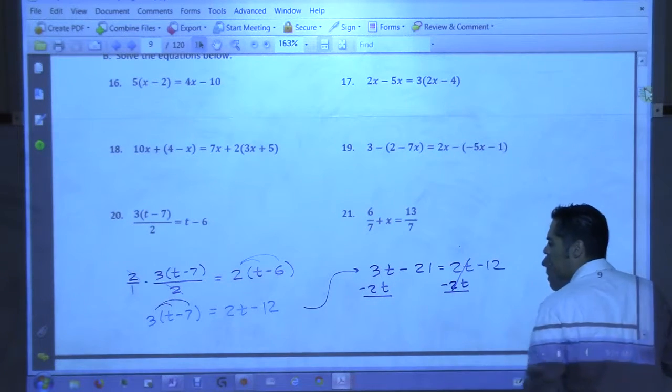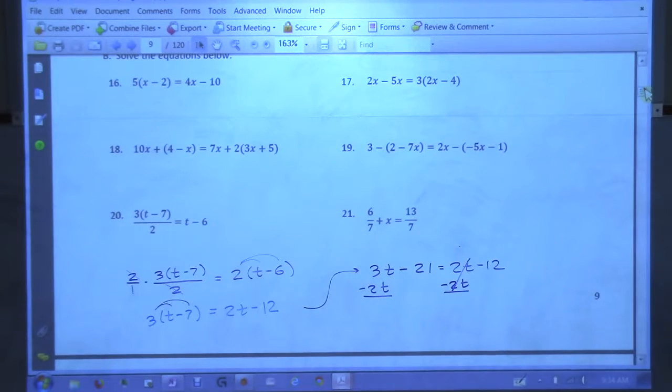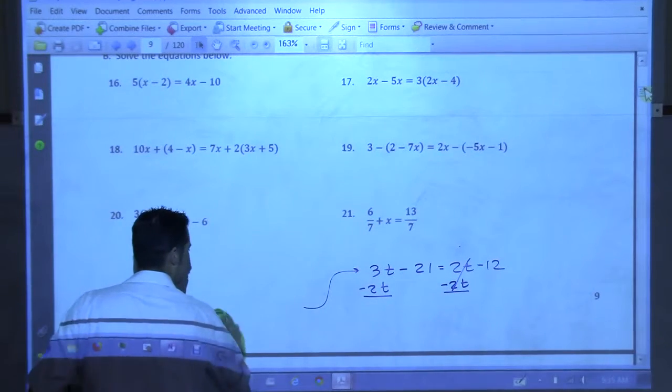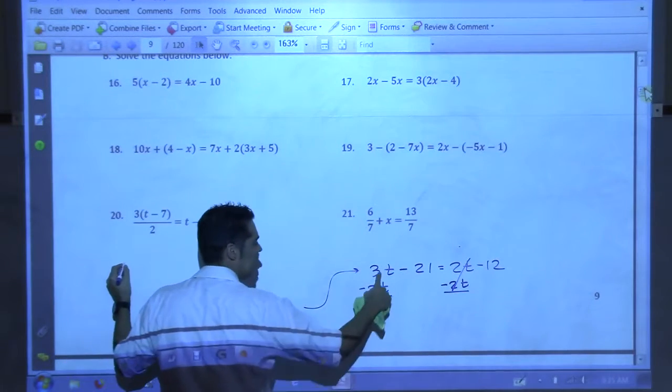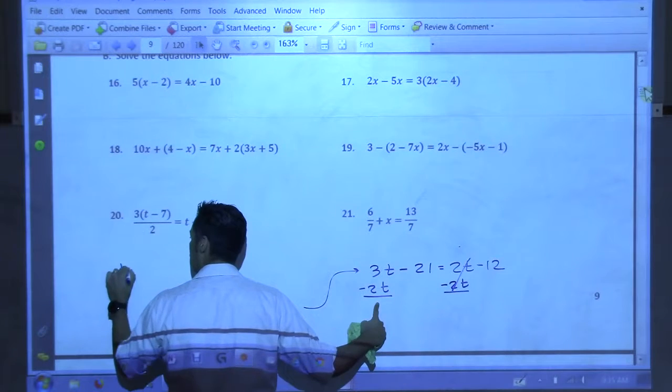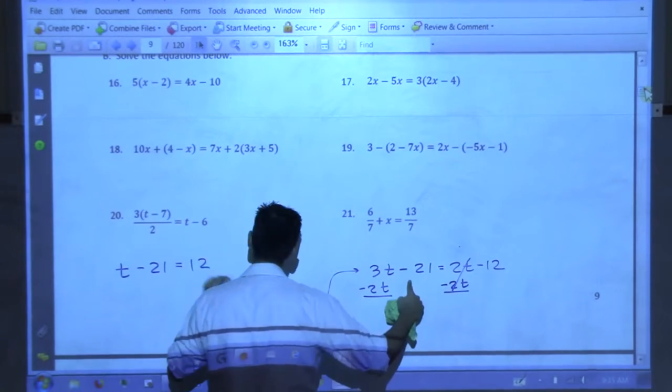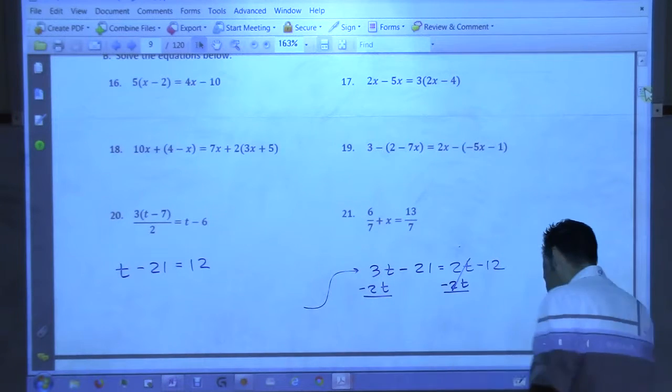They'll cancel over here. On the left-hand side, Adriana, what would I have left? What would my new equation be? 1t minus 21 equals t. Good, good. So 1t, right? There's only 1t here. I'm just going to write that as t. And then minus 21 equals 12. All right, good job. Joseph.